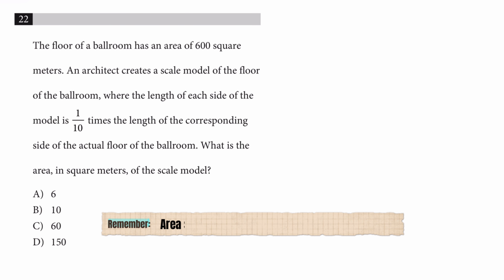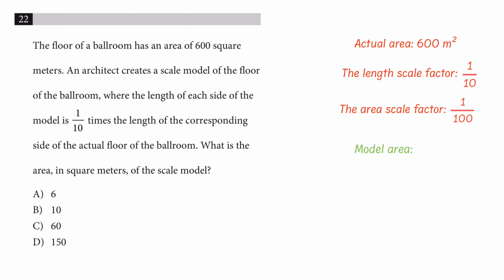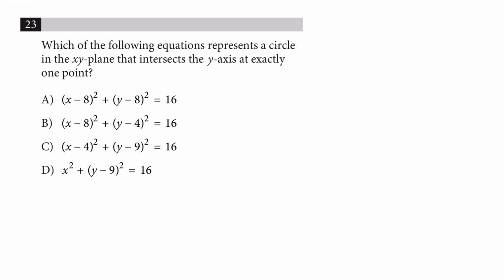Now, scale models. Remember, area scales with the square of the length factor. The actual area is 600 square meters. The length scale factor is 1/10. So the area scale factor is 1/10 squared, which is 1 over 100. The model's area is 600 divided by 100, which equals 6 square meters. That's choice A.